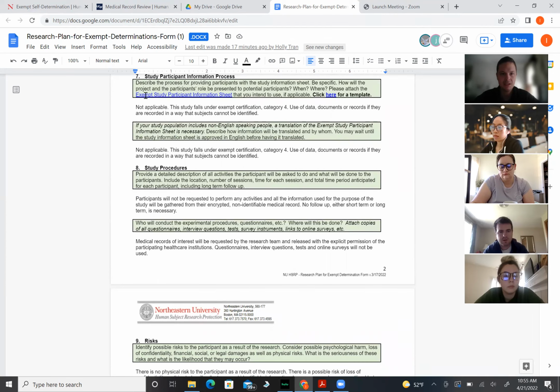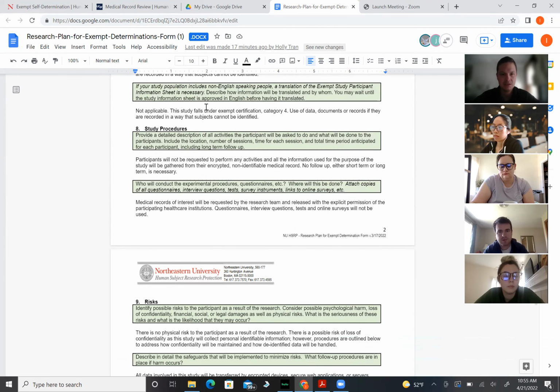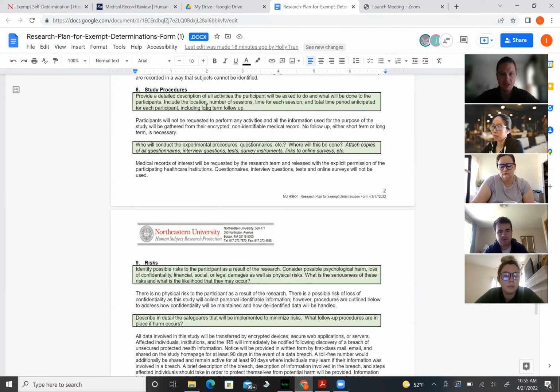This asks about the exempt study participation information sheet. That does not apply to our study. So these two are both not applicable.